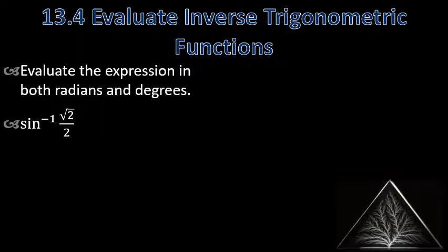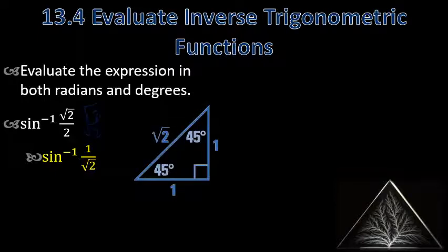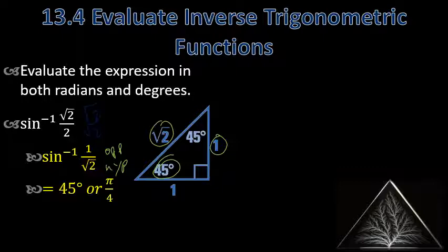Evaluate this expression in both radians and degrees. Inverse sine of square root of 2 over 2. Yes, I know you can just type it into your calculator, but let me show you how to use the special right triangles. If we unrationalize that, we end up with 1 over square root of 2, so we multiply the top and bottom by the square root of 2. That gives us a special right triangle where the opposite is 1 and the hypotenuse is square root of 2. This is opposite over hypotenuse. So what angle is that? That appears to be 45 degrees or pi over 4.